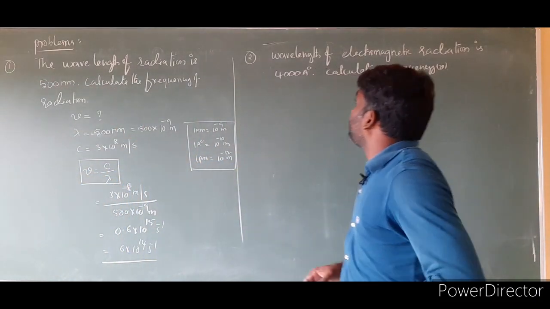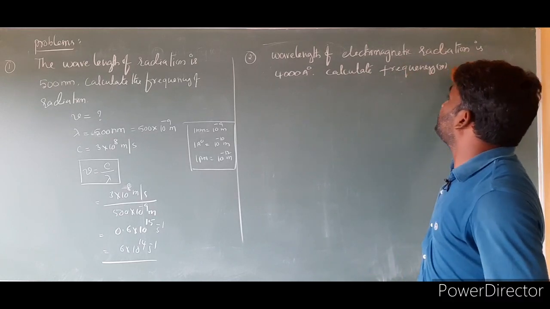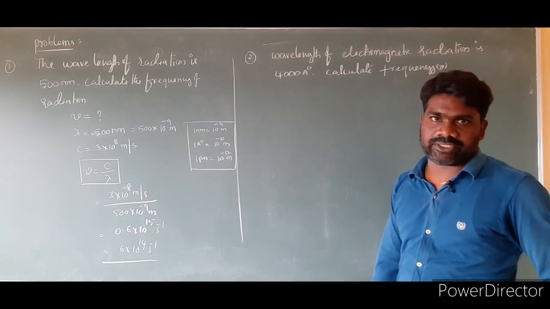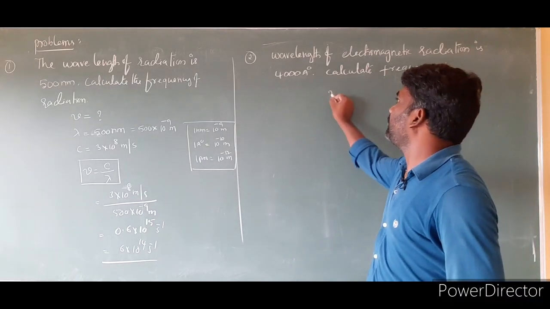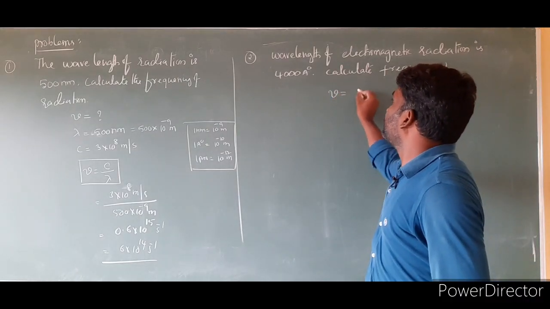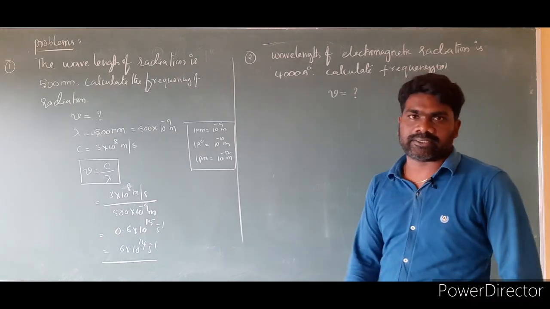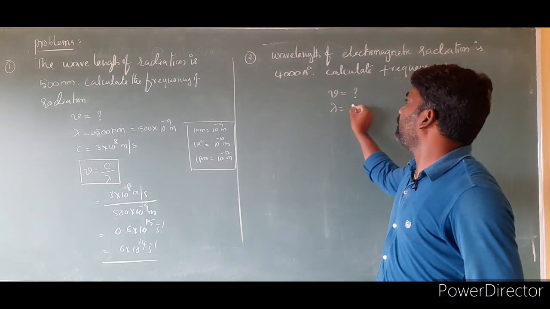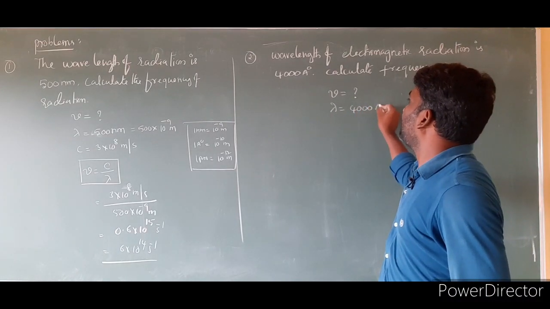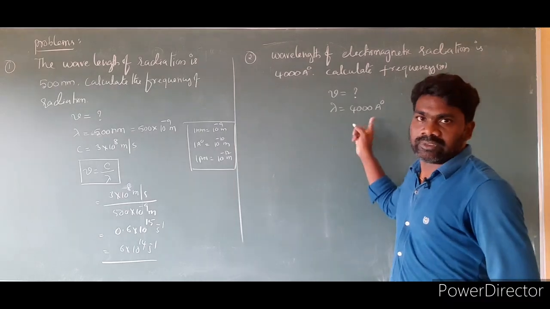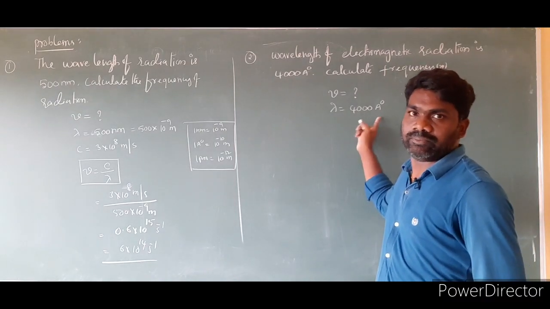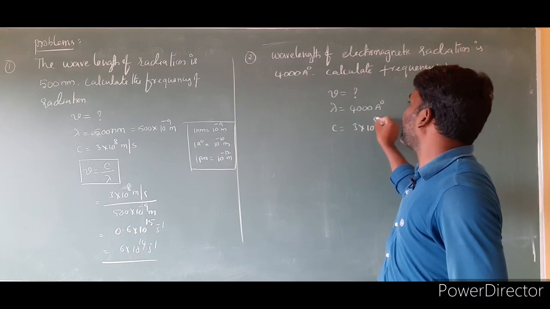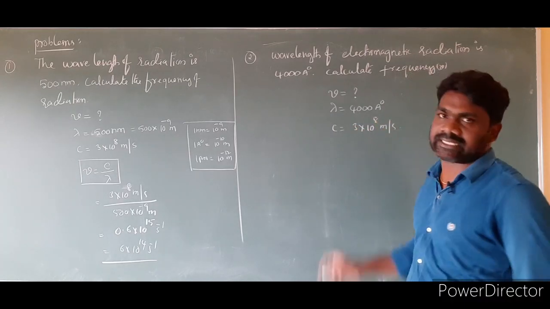Then coming to the second problem: the wavelength of electromagnetic radiation is 4000 angstroms. Calculate the frequency of the radiation. Again we have to calculate nu, nu is equal to question mark. What is given? Wavelength is given, so lambda is equal to 4000 angstroms. I already told you the angstrom unit is given, you have to convert it into meters. Then c is equal to 3 into 10 to the power of 8 meter per second.